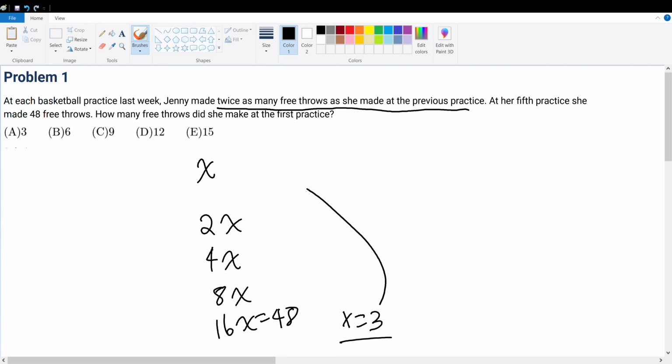So therefore, going all the way back to the first week, it will be 3, bringing you to answer choice A.